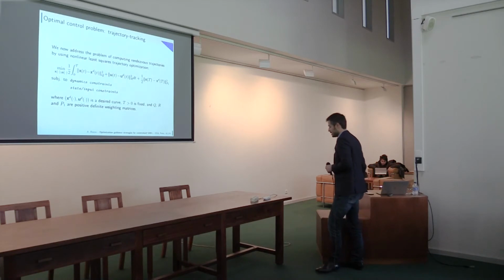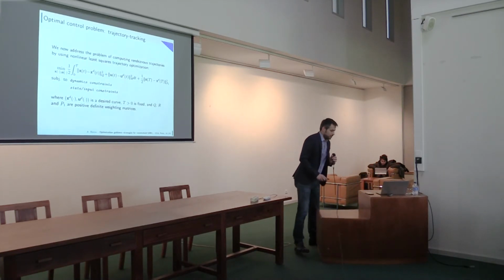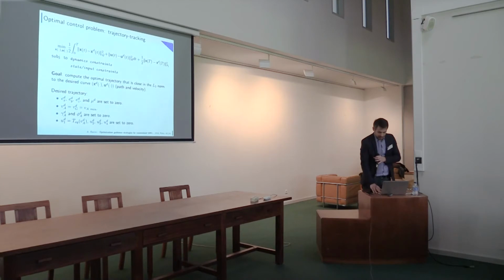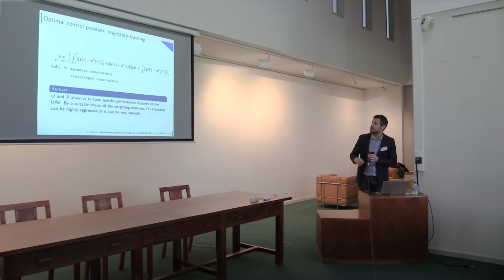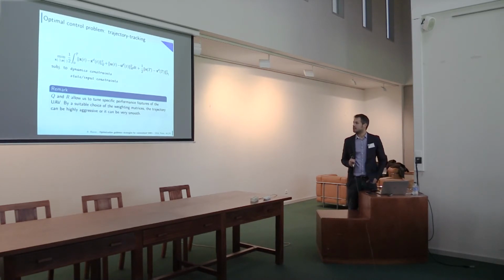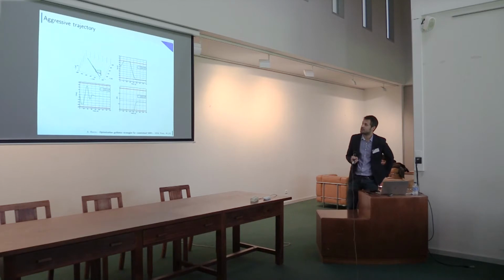What more? So this is the optimal control problem that we want to address. We set a desired trajectory, so the error of our system has to be 0. We want to approach the UGV. And here is some remark about the Q and R matrices. So by tuning these matrices, we are able to compute some aggressive trajectory or some smooth one, okay? And these are some simulations.